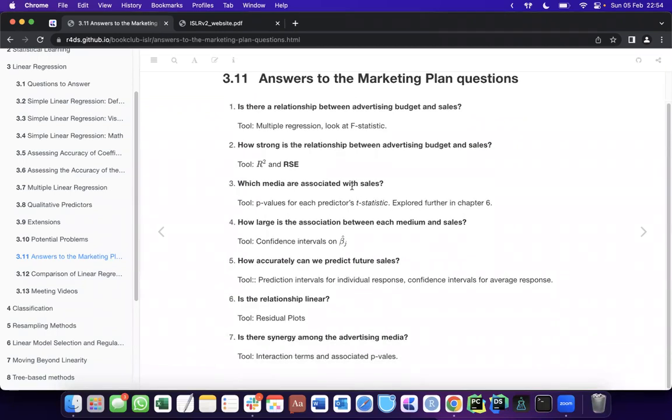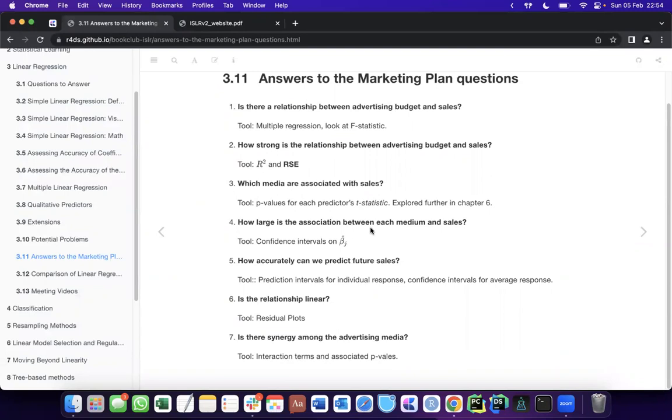Which media are associated with sales? So we have the three different types of media. We can put them all into a multiple regression and look at the p-values. Small p-value, likely to be statistically significant, likely to be associated with sales. Large p-value, unlikely to be associated with the sales.